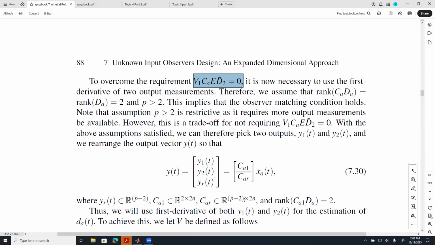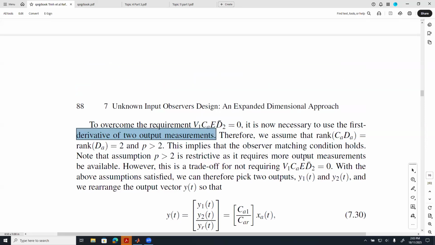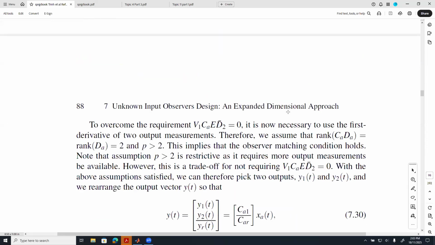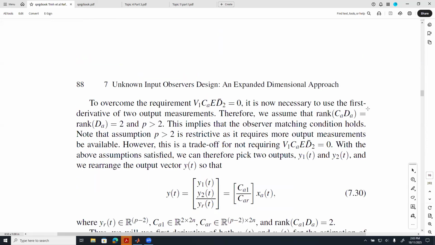Then the price that we had to pay is that instead of only the first derivative of only one output measurement, we had to use the first derivative of two output measurements. Okay. So in that case, we then assume that Ci times Di has to satisfy the matching condition, the observer matching condition. Okay, and that's this one here.